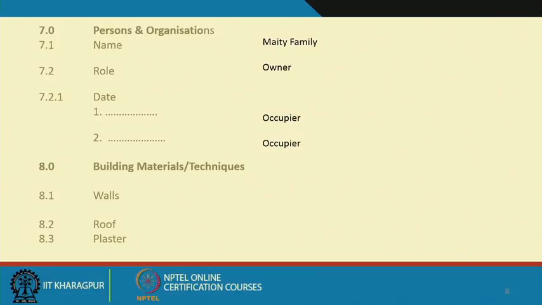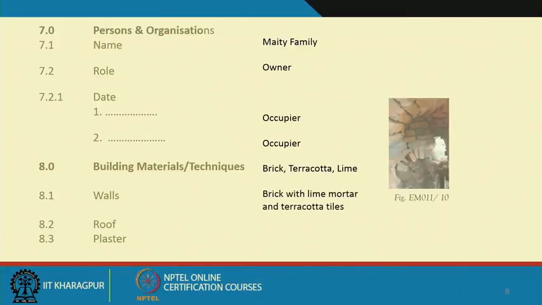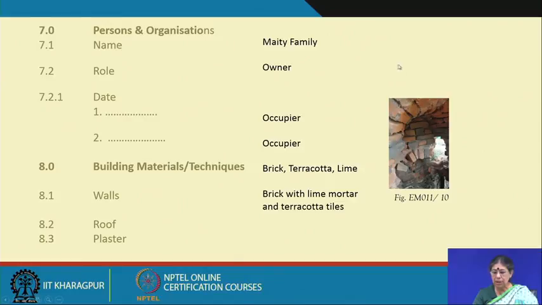So, we will talk about the component wise what is there. I have just given some examples, the main components: the walls, roofs, plaster and other things. In this particular case, generally brick, terracotta and lime are mainly used as building material. So, walls were made of brick and lime mortar and terracotta tiles.